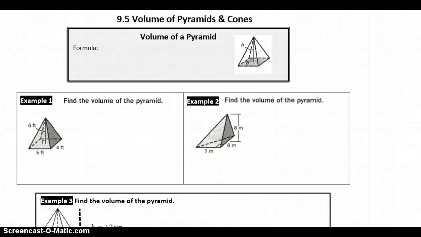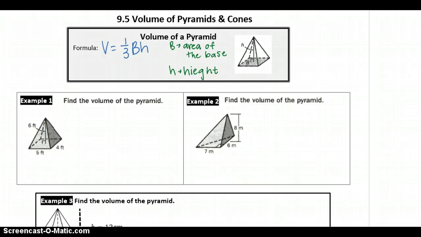Alrighty, so this is section 9.5, volume of pyramids and cones. And we're going to start off just with the volume of a pyramid. So the formula for the volume of a pyramid is V equals 1/3 times capital B times H, where again, capital B is the area of the base and H is the height of the pyramid.